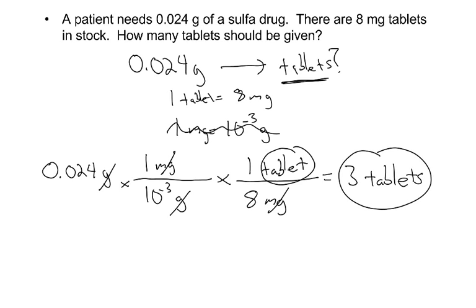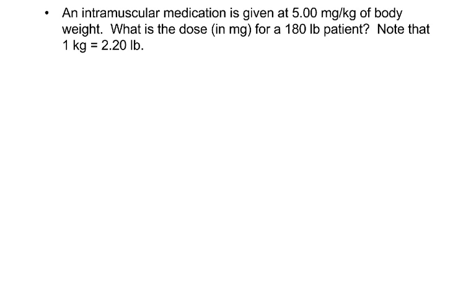All right, let's do one more example. In this example, we're told that an intramuscular medication is given at 5 milligrams per kilogram of body weight. So we want to know what is the dose in milligrams for a 180-pound patient.